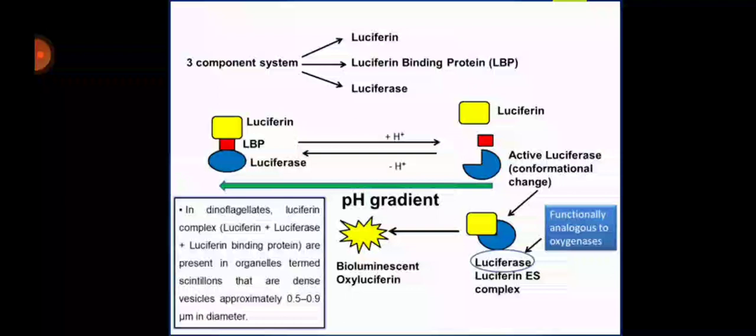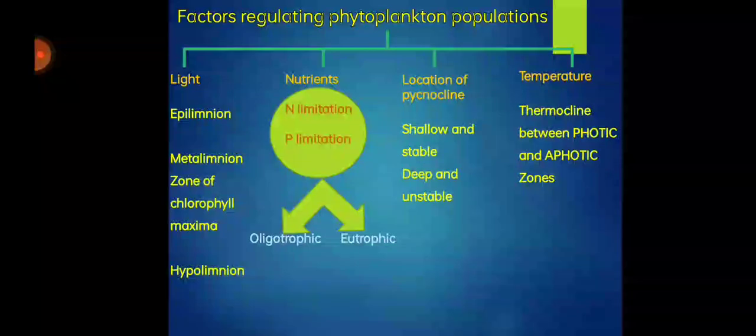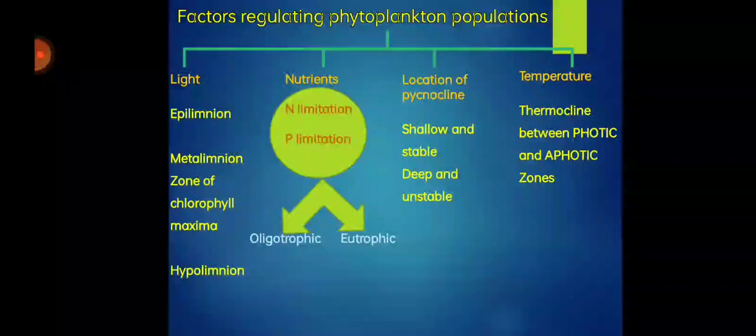So moving on, the next aspect that we need to put some light on is the factors that regulate phytoplankton populations. So there are broadly 4 basic factors, among which the foremost is light. Obviously, since phytoplankton are photosynthetic organisms, they require light. Now if we classify the photic zone, the light available zone, the uppermost layer is called the epilimnion, the intermediate layer is called the hypolimnion, and in between there is the metalimnion layer.